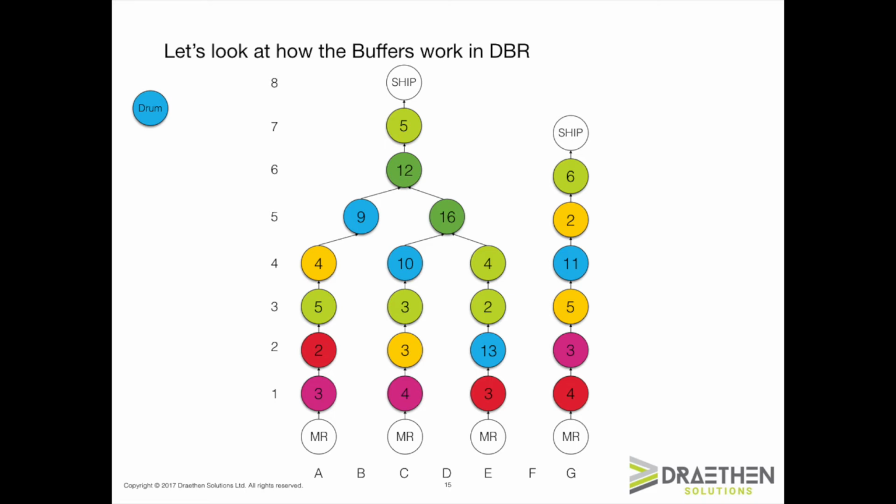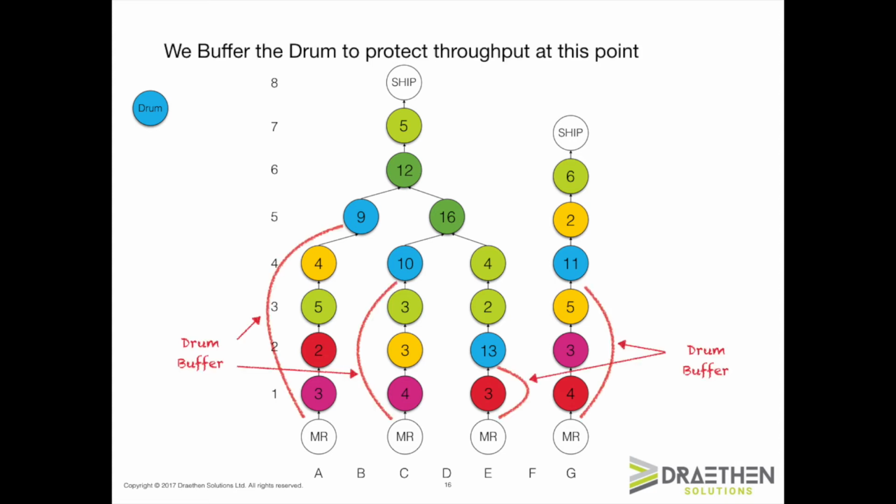So what does implementing DBR look like in this little plant? Well, the first thing to note is that we have nominated a drum resource, and it is the blue machine. And as with any drum, we need to schedule and buffer it to protect throughput. However, as we're talking about how buffers work in DBR, you'll be relieved to hear that I'm going to skip the scheduling bit.